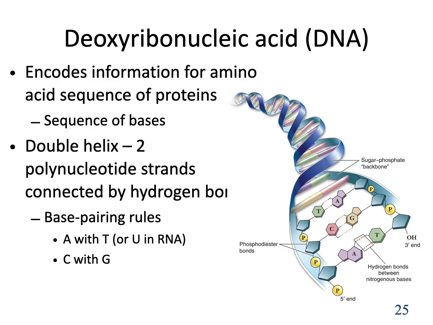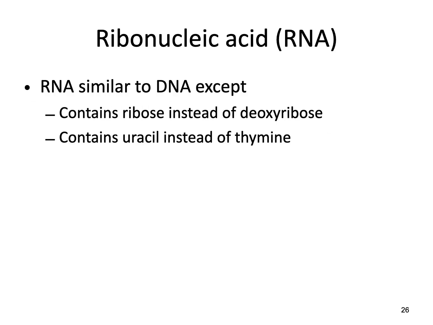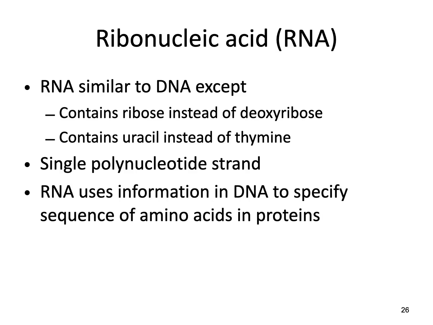DNA is a double helix. Adenine and thymine always pair with each other. Cytosine and guanine always pair. And 3 bases form a code for a specific amino acid. RNA also can form a code. It's like DNA, but it is a single polynucleotide strand, and it uses the information to specify the sequence of amino acids in a protein. We'll say lots more about this later.